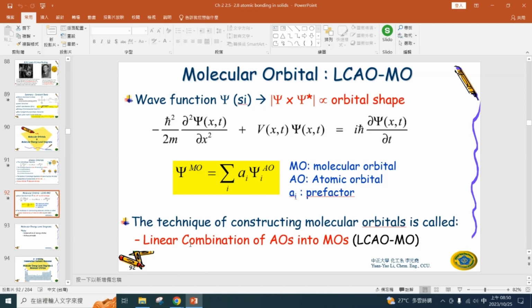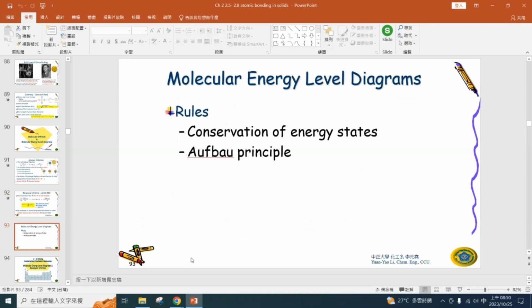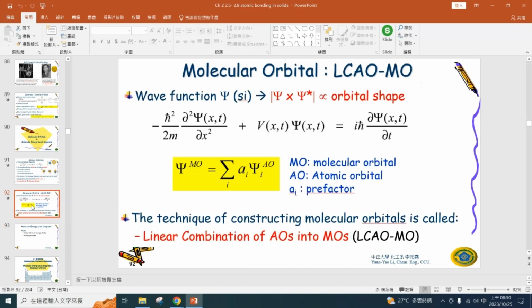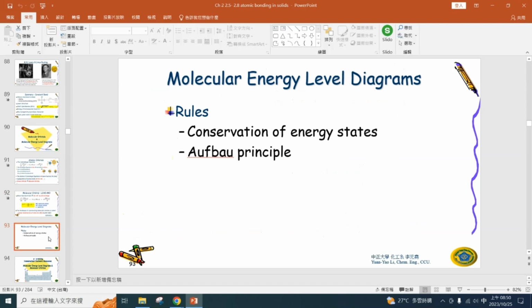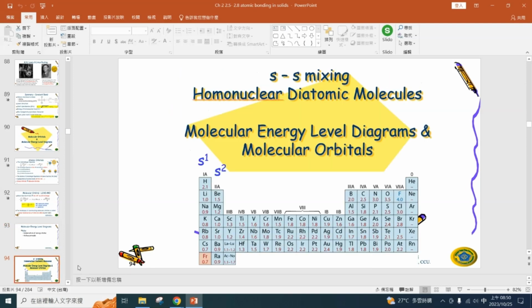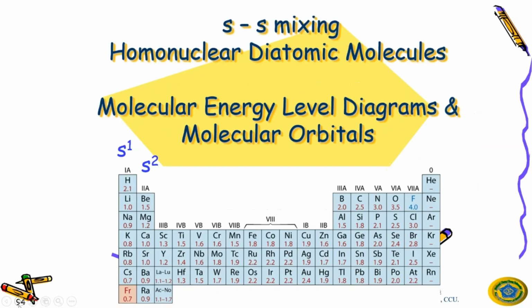LCAO-MO stands for linear combination of atomic orbitals into molecular orbitals. Okay, and now we know how to draw the orbitals and how to realize the orbitals. And then for the energy, we need to follow 2 rules. The first rule is conservation of the energy states, and the second rule is the Aufbau principle. Okay, so now let's go into the topic we want to talk about today.